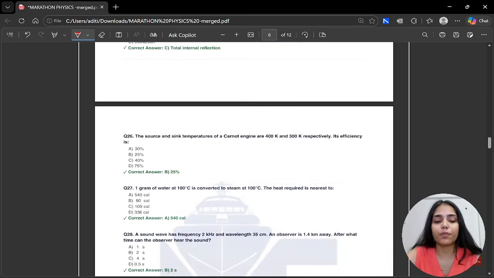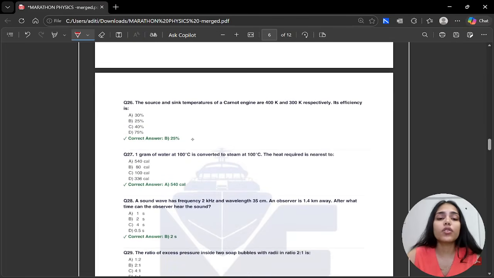Okay, now moving on. The source and the sink temperature of a Carnot engine are 400 Kelvin and 300 Kelvin. Okay, it is asking for the efficiency. So what is the formula for efficiency? The efficiency is equal to 1 minus the temperature of the sink, that is 300, divided by the temperature of the source, that is 400. So that will give you 1 by 4, that is 25%, right?